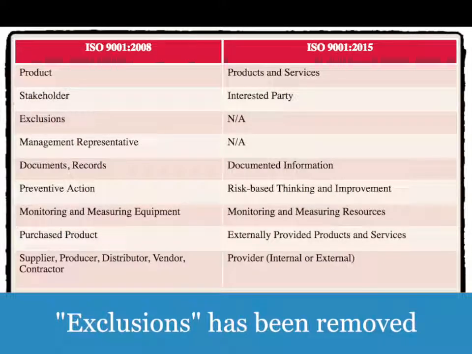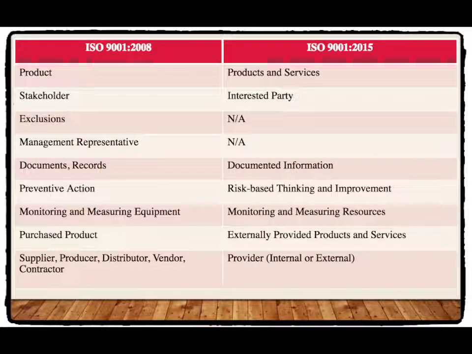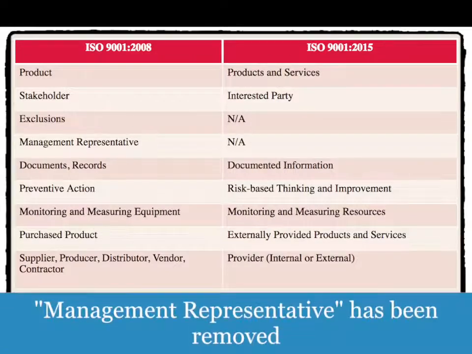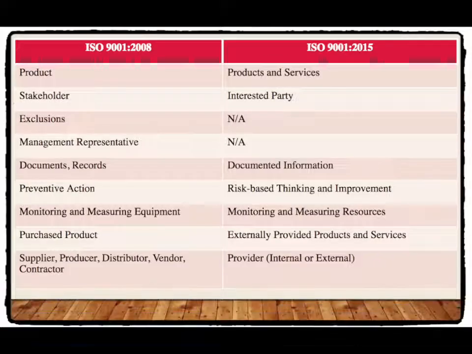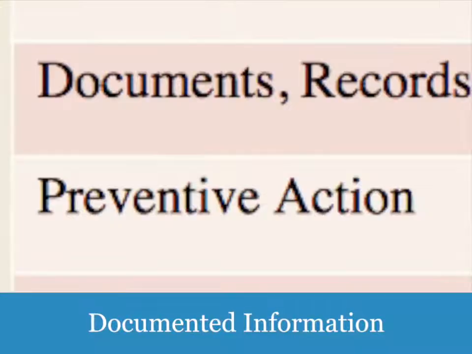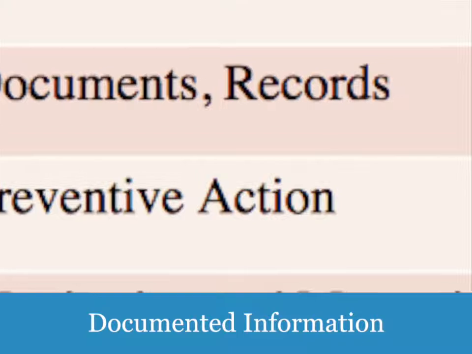Exclusions taken under the 9001-2008 standard have been removed. Exclusions can no longer be taken. Another change is the elimination of management representative. The rationale behind this is leadership will take more of an active role in the management of the quality management system. Another change is from documents and records to documented information.